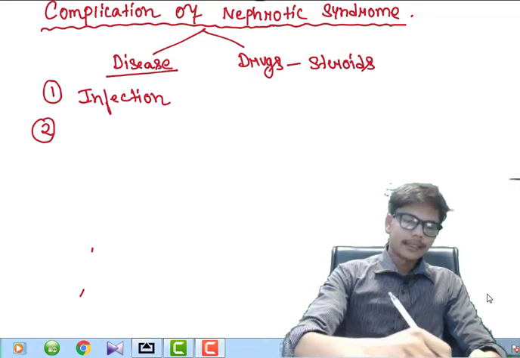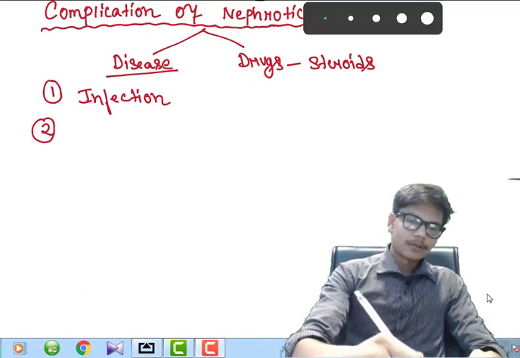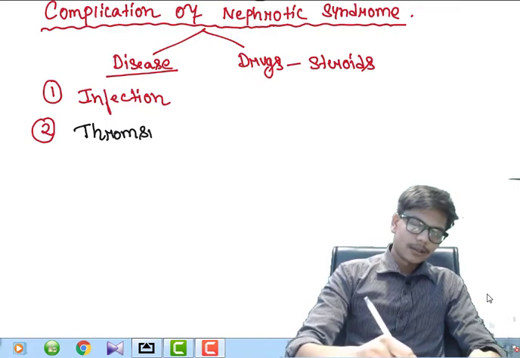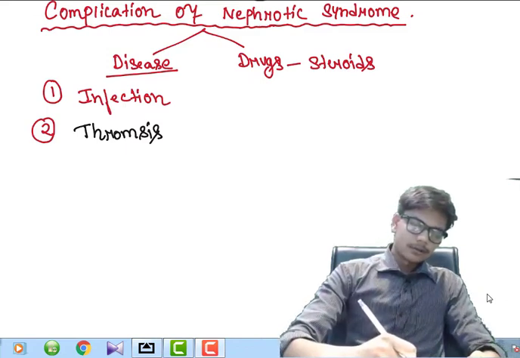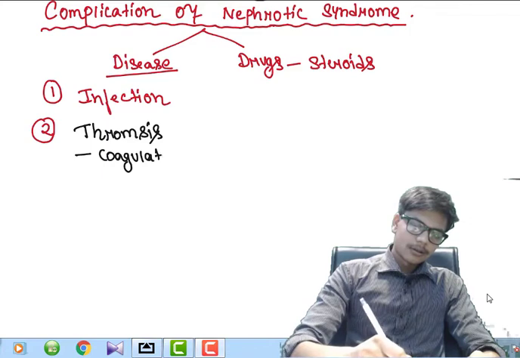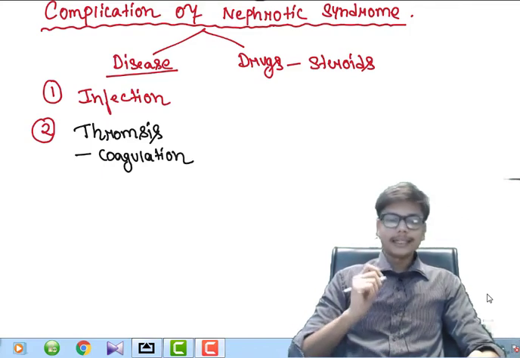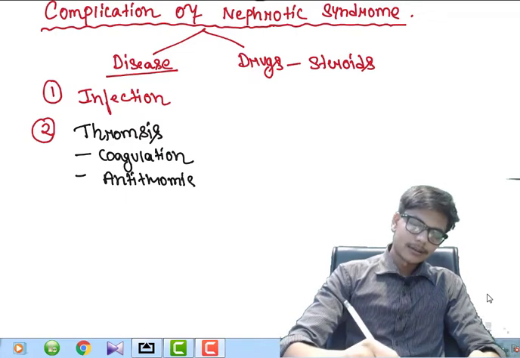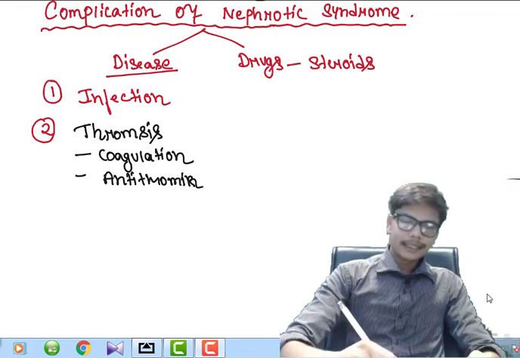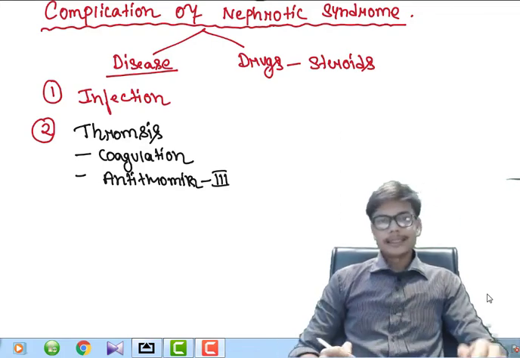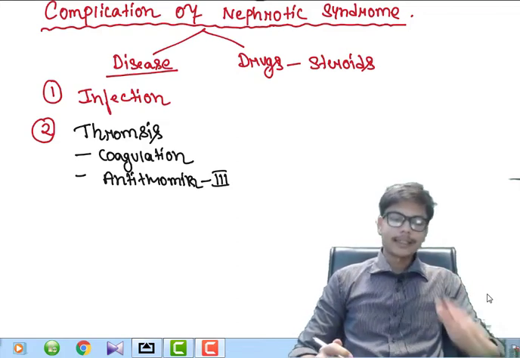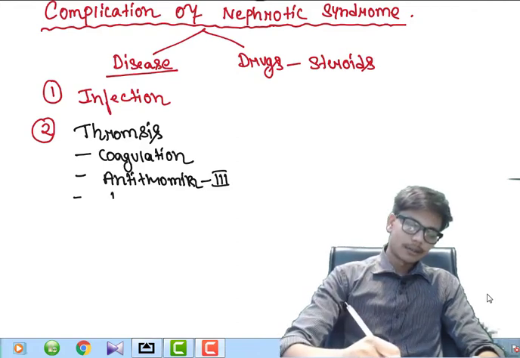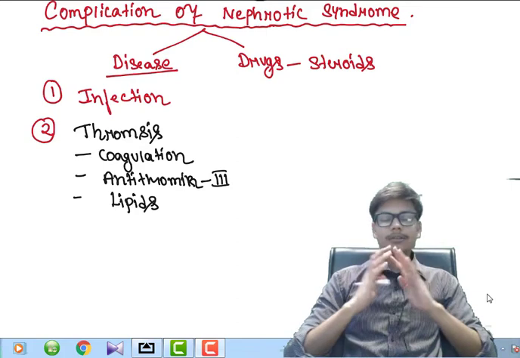The other complication of nephrotic syndrome is due to excess production of coagulation factors. Due to excess production of coagulation factors, there is thrombosis of the vessel. As well, there is loss of antithrombin 3 in the urine. Antithrombin is an anticoagulatory factor present in the circulating blood. When antithrombin 3 is lost in the urine, there is spontaneous activation of the coagulation pathway, leading to thrombosis of the blood vessel. As well, we have seen in nephrotic syndrome patients there is increased concentration of lipids. All these factors contribute to thrombosis of the vessel.